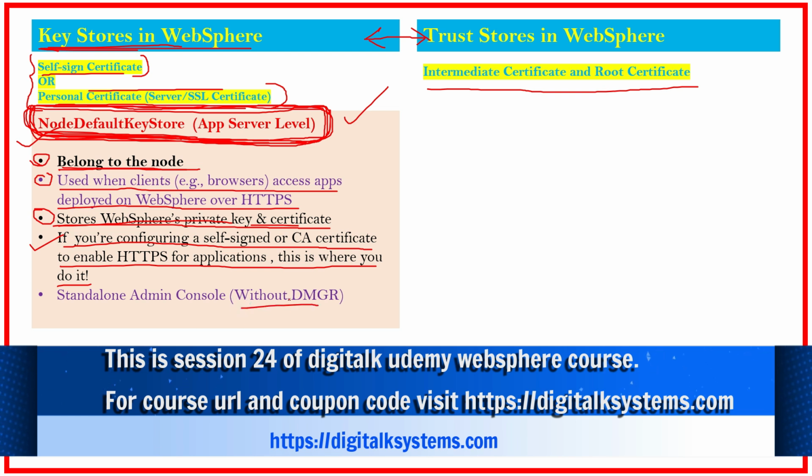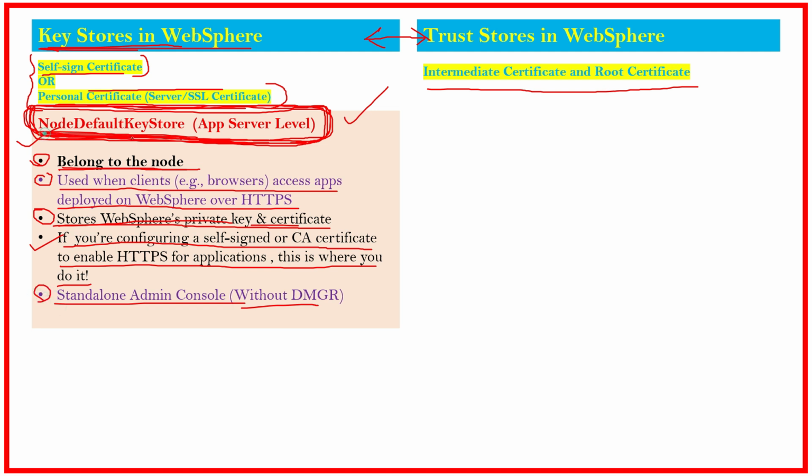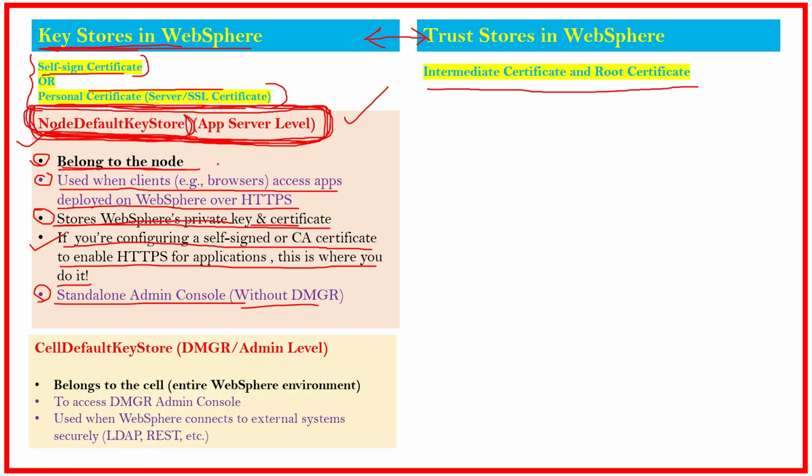Along with that, if you do not have a DMGR, okay, you have a standalone application server, and for standalone applications, we will also have a console. For that, you can also configure it at the node default key store, right? And similarly, if we say that we are going to configure our admin console, okay, or the DMGR console, for that we have a different key store, or you can say different identity store, which is called the cell default key store. These are the two very important topics to understand the SSL configuration in WebSphere.